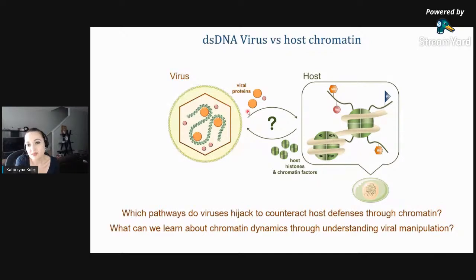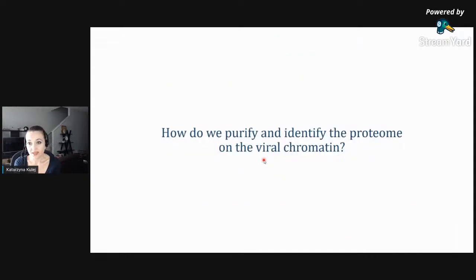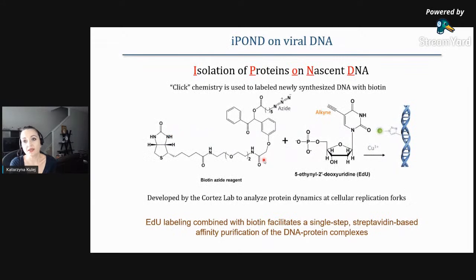So let's start with trying to answer the question, what is on the viral chromatin? In order to look at that, we use a method called iPOND. It's the isolation of proteins on nascent DNA. Initially, this method was developed by the Cortez lab to analyze the proteins bound to nascent cellular DNA.